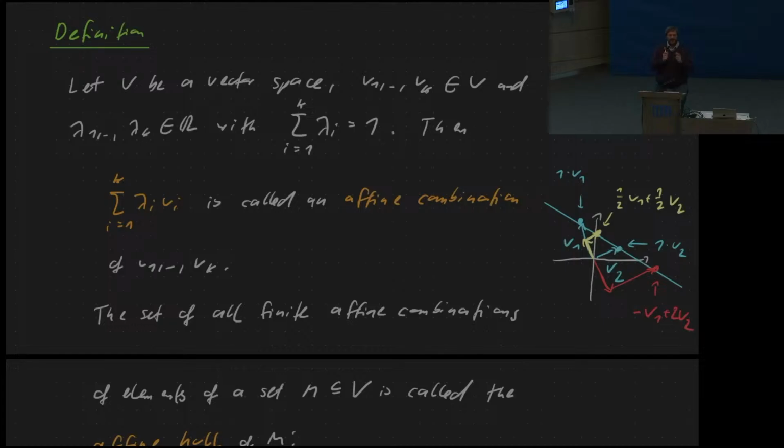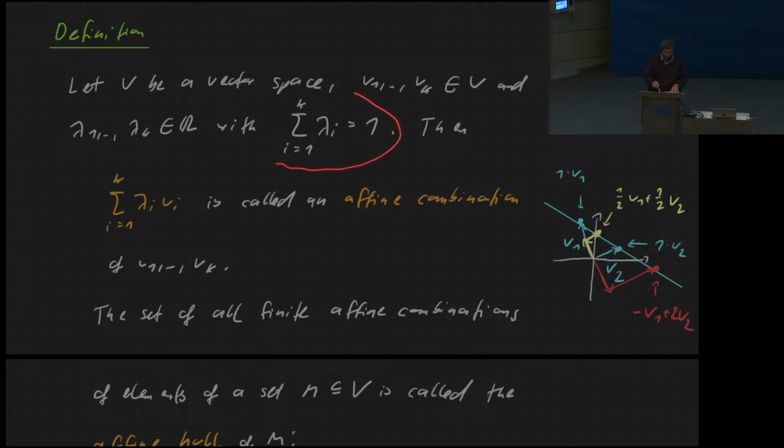And as long as they balance out, as long as the coefficients sum to 1, I'm always staying on that line. That's the basic idea of an affine combination. All right? That will mostly not be important.